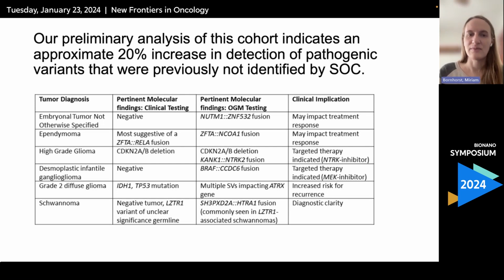The high-grade glioma had a deletion that we detected that was similar to the clinical testing, but we also found an NTRK2 fusion in this, which may have been good for targeted NTRK inhibitor therapy.